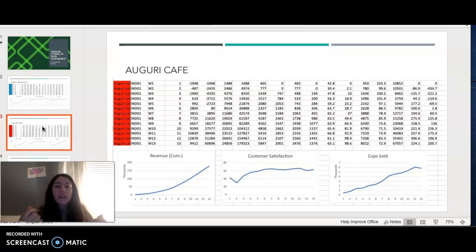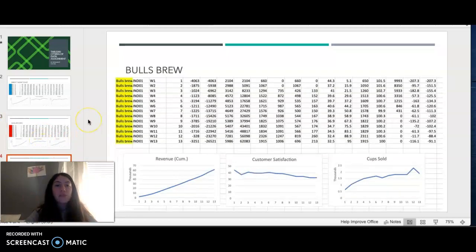But they obviously figured out what was going on and picked it up and went right back on track. Cups sold increased a lot and keeps increasing until the very end, which shows they're doing well in their business. That means they have a good product, but apparently with their customers, they need to figure out how to keep everything going.